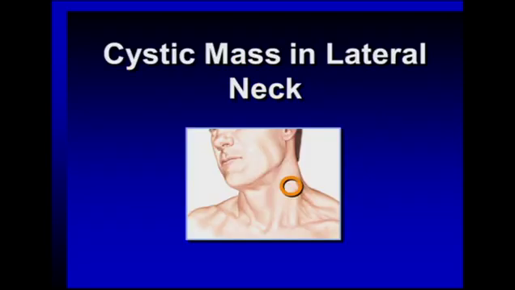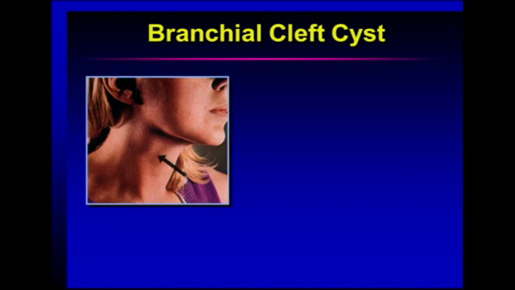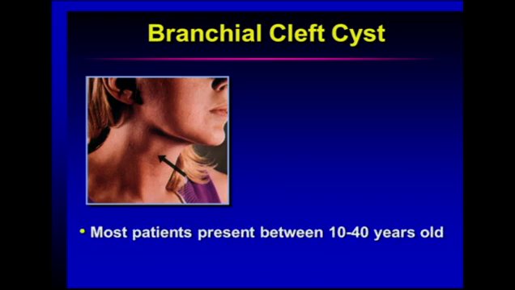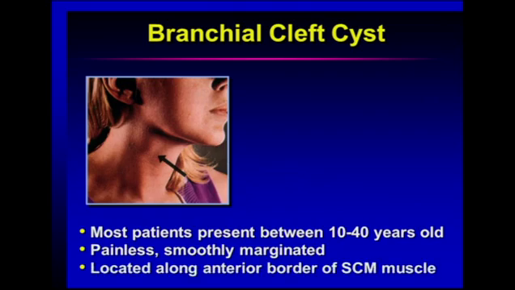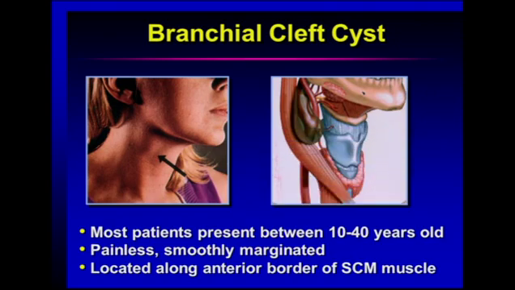We'll begin with a patient who has a cystic mass in the lateral neck. Often this mass is a branchial cleft cyst. Because it's a congenital mass, most patients present at a young age, between 10 and 40 years old. The mass is painless and smoothly marginated unless it becomes infected. It's located in a very typical location along the anterior border of the sternocleidomastoid muscle and at the angle of the mandible.